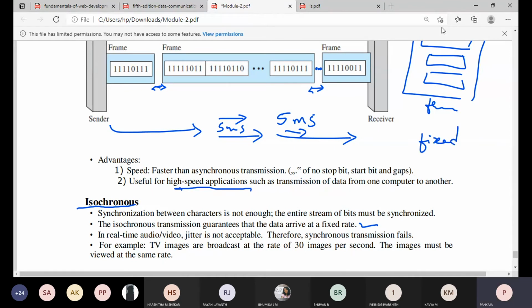So when exactly do we need to use isochronous? It is normally used when you are transmitting audio and video.